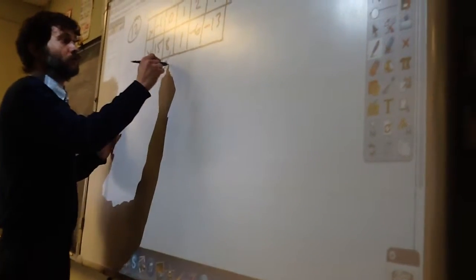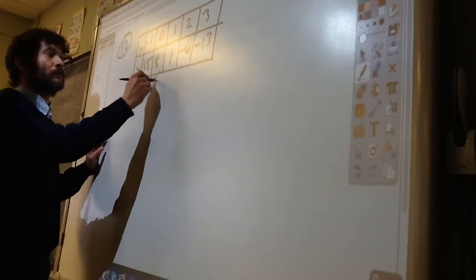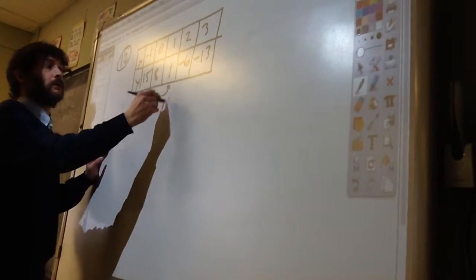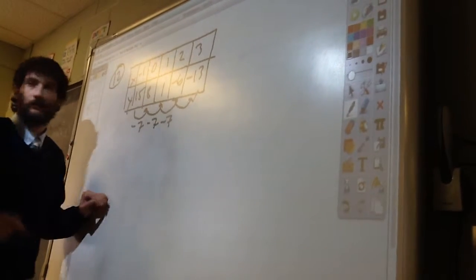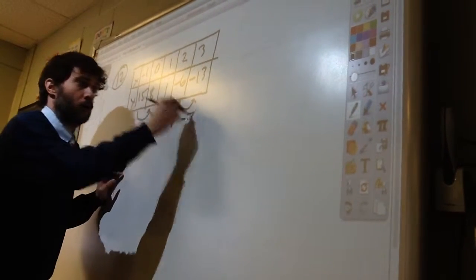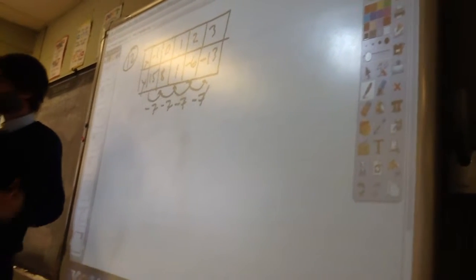So, first differences. What am I adding to get from 15 to 8? Negative 7. From 8 to 1? Negative 7. From 1 to -6? And from -6 to -13? Well, that's good, because that means the first differences are constant. What does that mean this is?